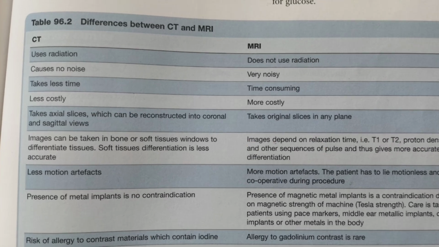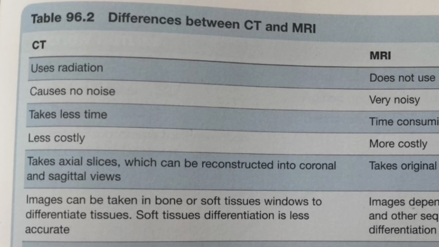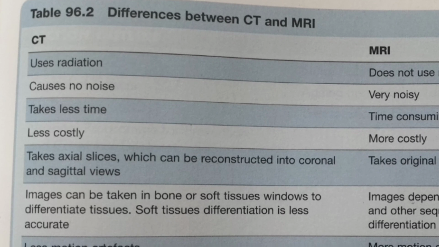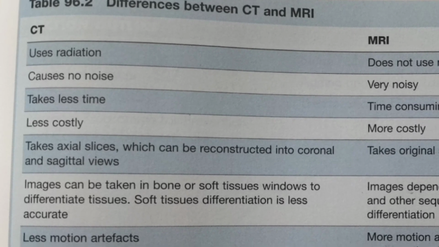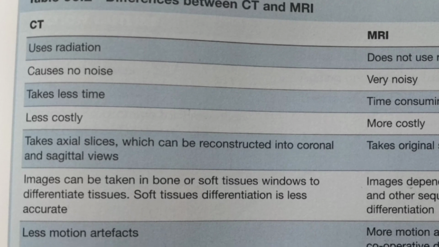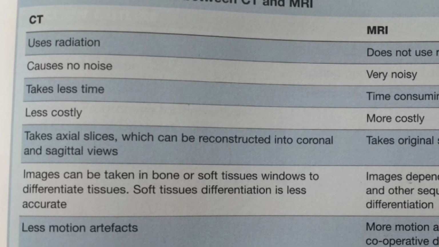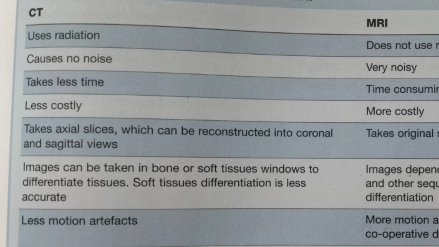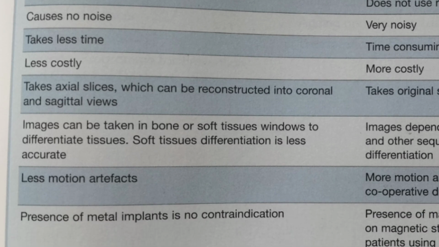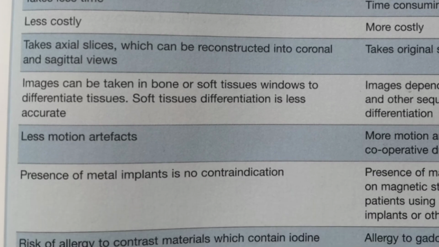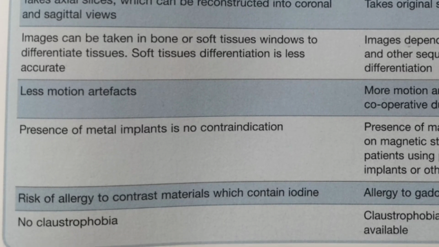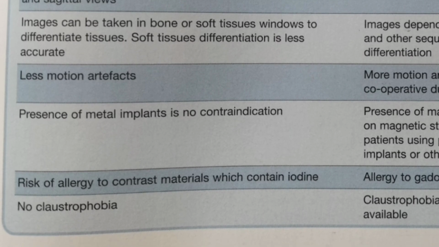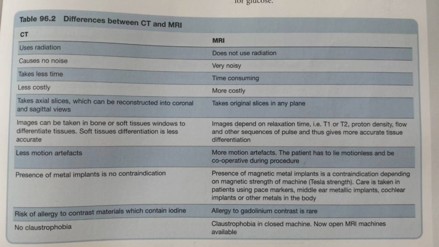Next, CT takes less time, is less costly, and takes axial slices which can be reconstructed into coronal and sagittal views. For taking the temporal bone view, the size of the slices is reduced. Images can be taken in bone and soft tissue windows to differentiate tissues. There are fewer motion artifacts, and the presence of metal implants is not a contraindication in CT scan. There is a risk of allergy to contrast material, which contains iodine. Next, there is no claustrophobia.